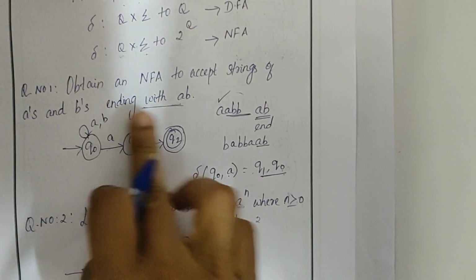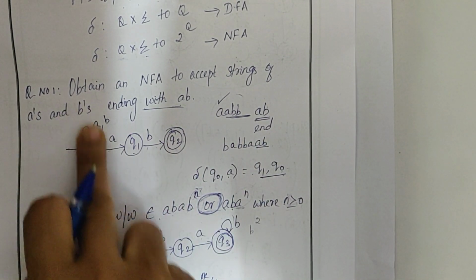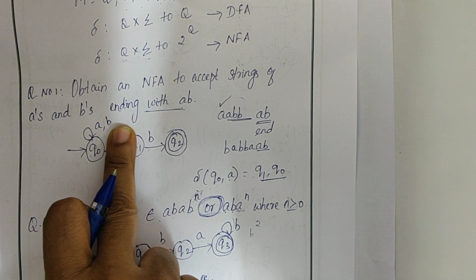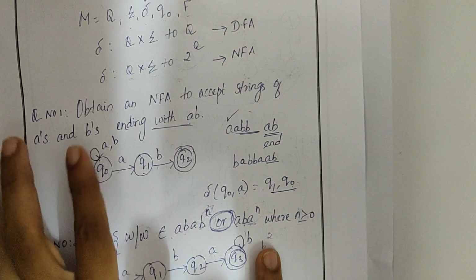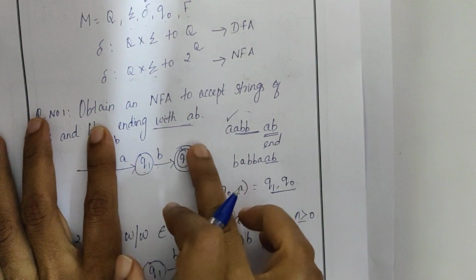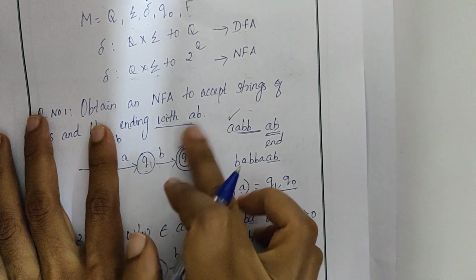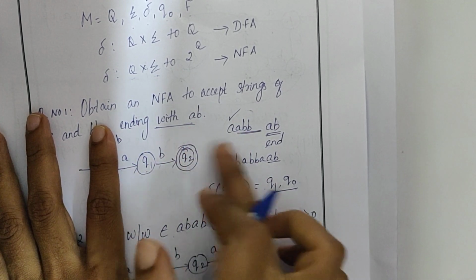Here also, ending with AB, so it should end with AB. So at the beginning I can have any number of A's and B's. Suppose it is starting with AB, so what should I do? Starting with AB, here I have to mark a self loop. It should start with AB, but it can end with any number of A's and B's. So here I mark a self loop.